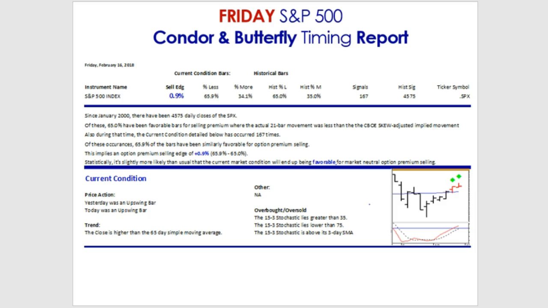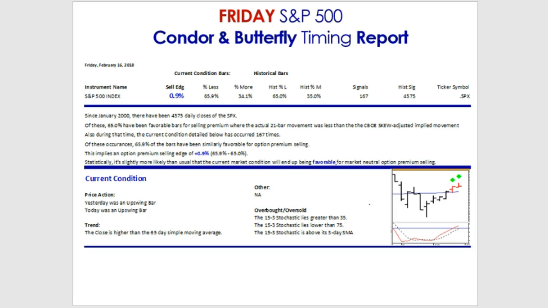So once again, almost 2/3 of the bars on the S&P 500 since Jan of 2000 turned out to be favorable bars for selling option premium because the actual movement was less than what the option prices were implying through the implied volatility. As I mentioned, our current market condition has occurred 167 times. Of those 167, 65.9% of the bars have been similarly favorable for option premium selling.